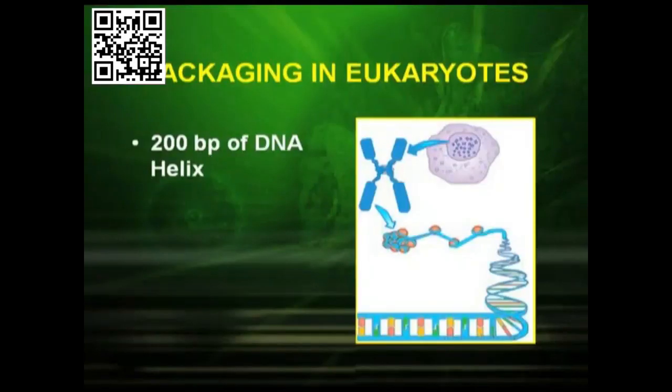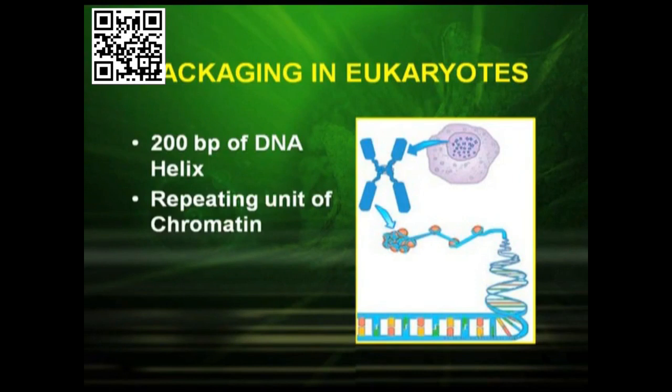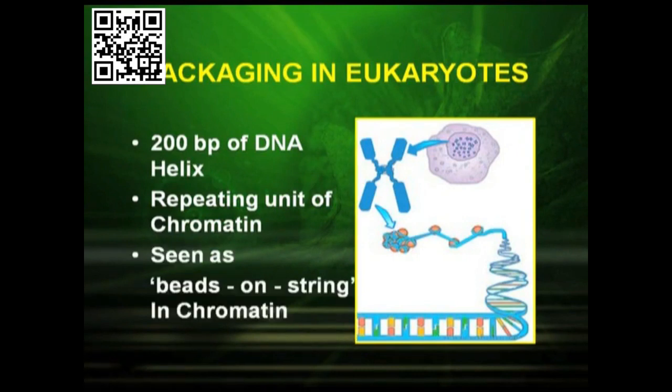On the other hand, in eukaryotes, the DNA helix consists of nearly 200 base pairs. And here we see the repeating unit of chromatin. In this picture, it looks like beads on a string, in the form of a necklace. Now, let us study the structure of chromatin.